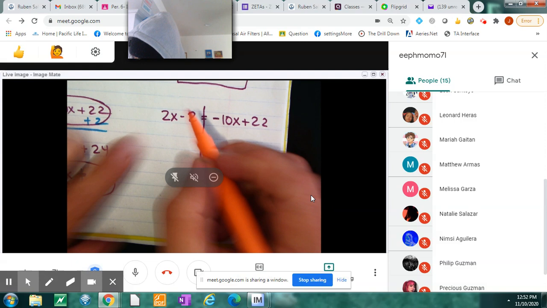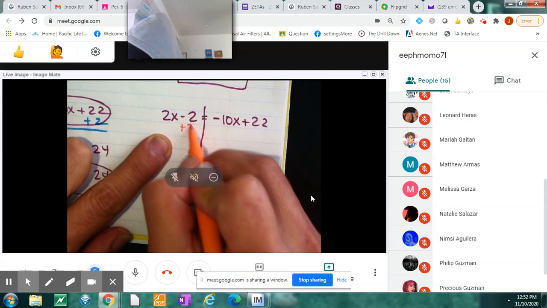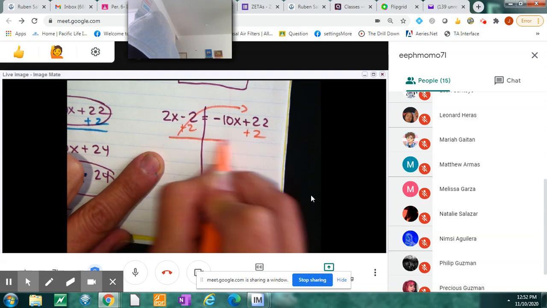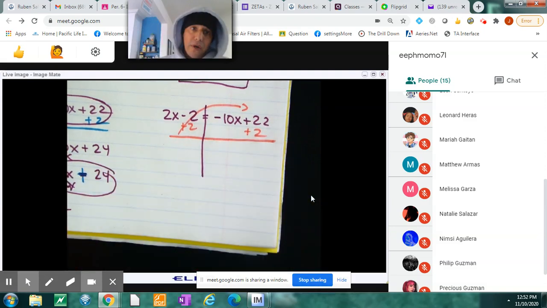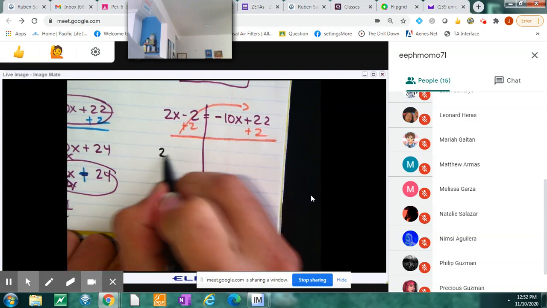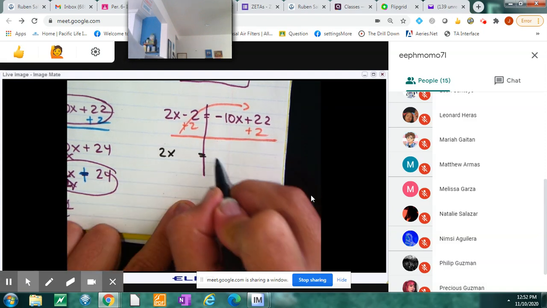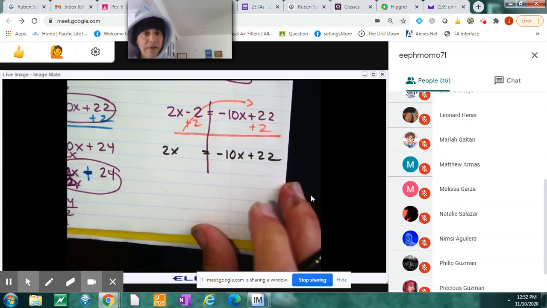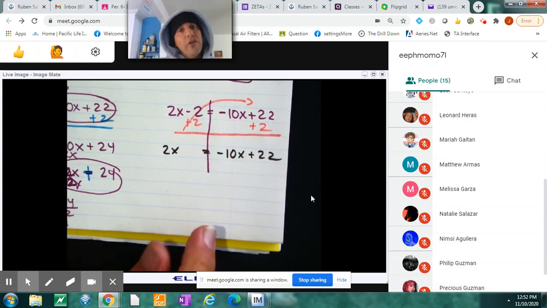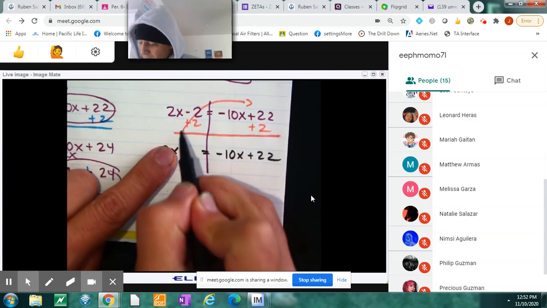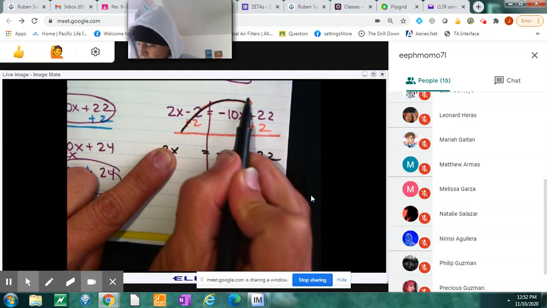So here I'm going to do a plus 2, and a plus 2. We're going to do the same thing. Now this part we're going to do different. So what do we get? 2x equals negative 10x plus 22. Now what I'm going to do is take out this negative 10x. See how I did the missile this way, arrow this way.